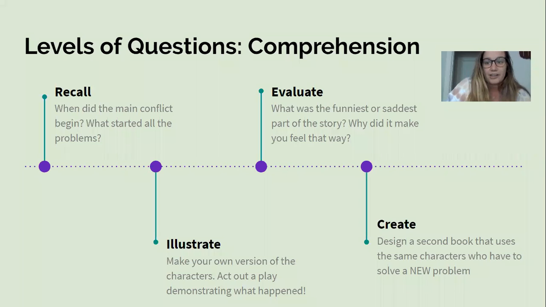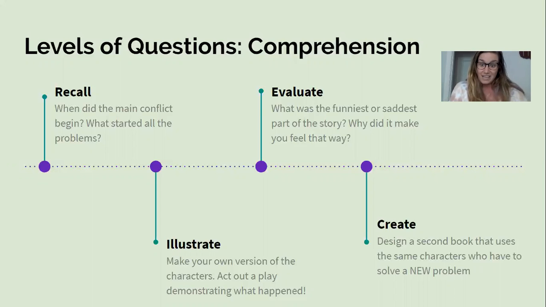And then, I'm sorry, this is actually the last one, comprehension. So a way that we can practice our comprehension is, again, with these 4 steps. The first being recall, when did the main conflict begin? Then you can illustrate, hey, what did the scene look like when the problem first became an issue? Evaluate, what was the funniest or the saddest part of the story? Wait, why did I feel that this was the funniest part of the story? Why did I feel that this was the part that made me feel the most sad? And then our hardest level that we're going to get to is create.